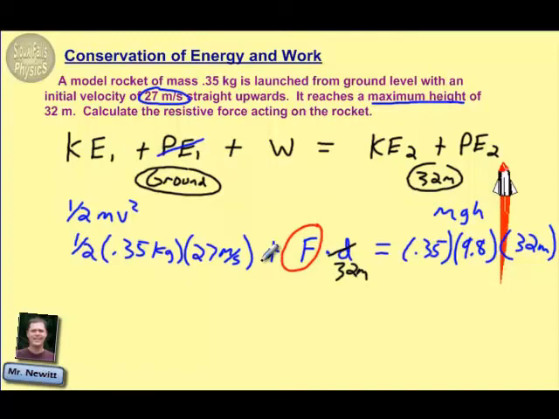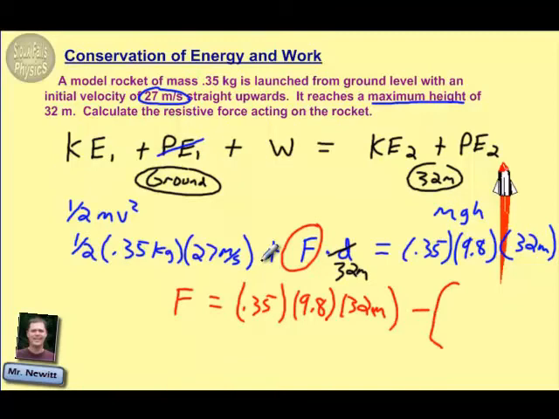Now, a little bit different algebra here because I do have some addition in this. So remember that force is essentially going to end up equaling the 0.35 times 9.8 times 32, minus the quantity of 1/2 times 0.35 times that velocity squared, which was 27.